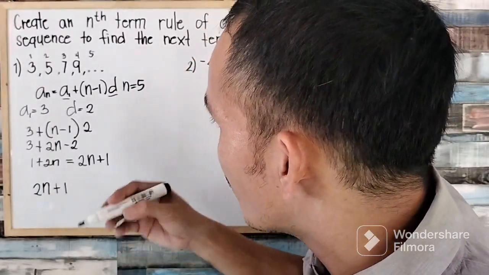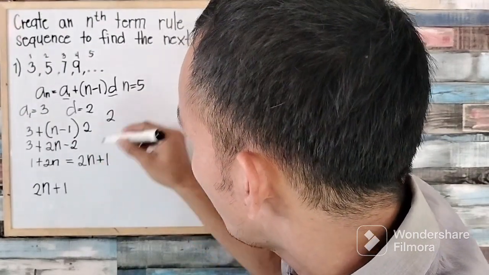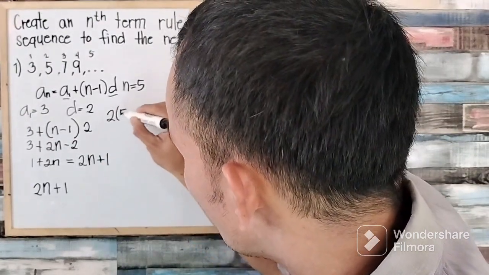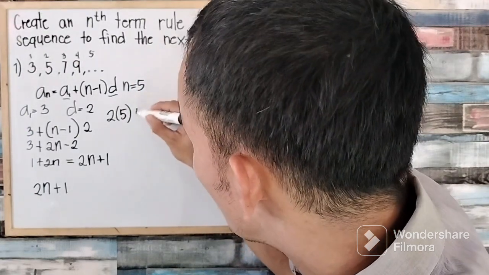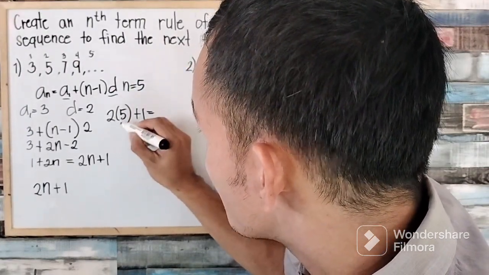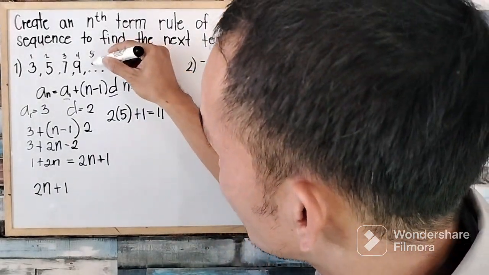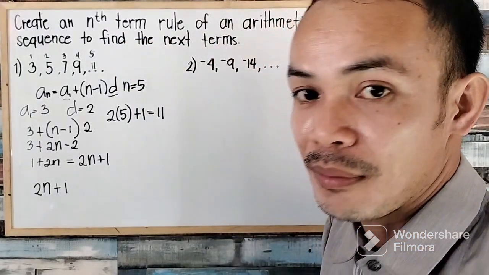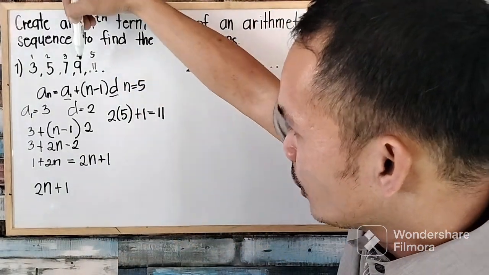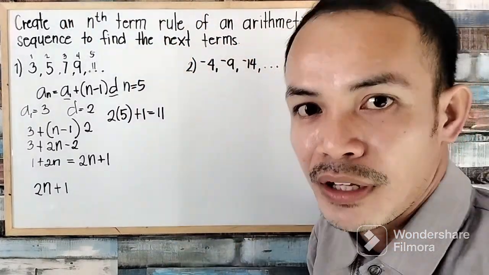So, ganito lang yung gagawin mo. Okay? So, 2, instead of writing n, substitute mo yan by 5, the fifth term, plus 1, that is equal to 2 times 5 is 10, plus 1 is 11. So, the fifth term here is 11. Tama? Right. So, kung titingnan natin dito, if we're gonna add 2 to 9, the answer is 11.